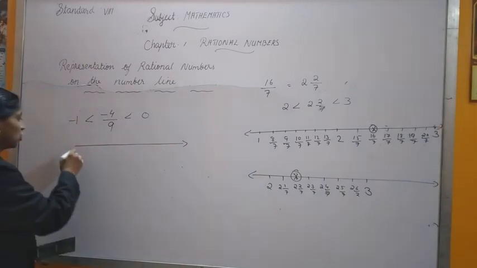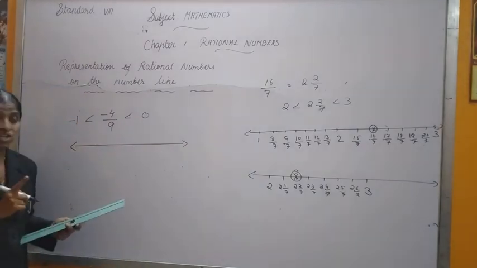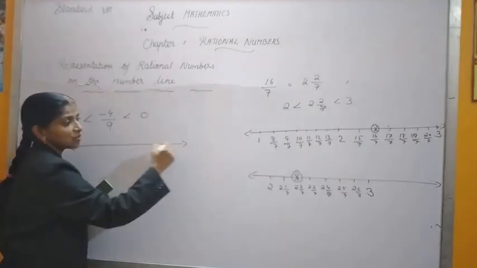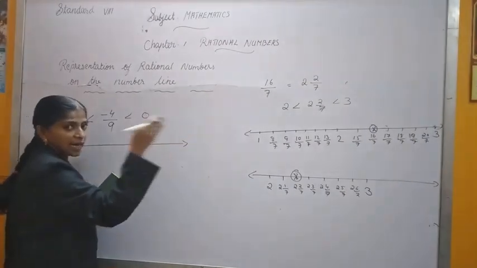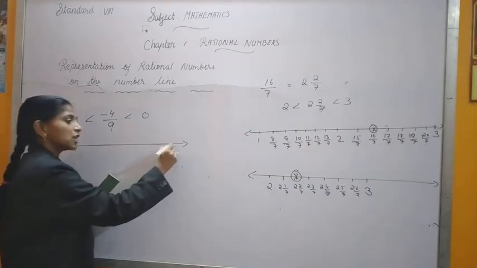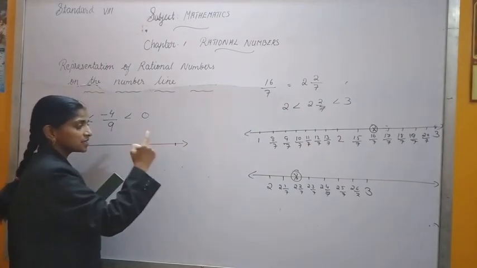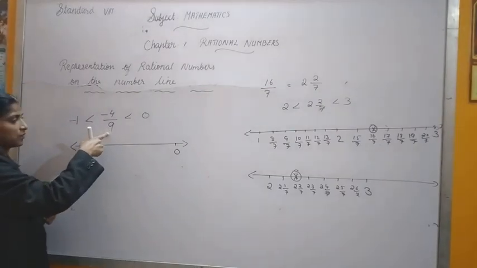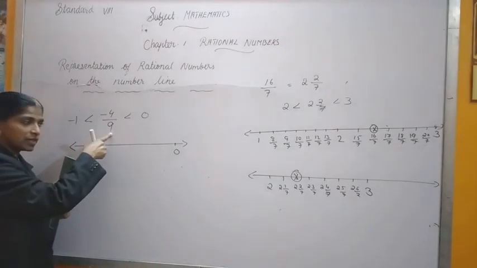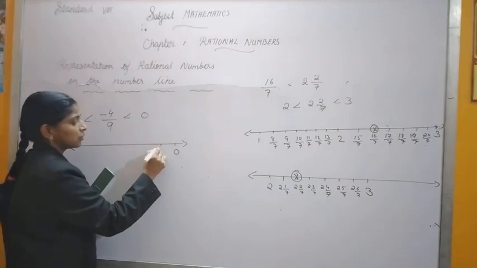One more thing you should know: if you get a negative rational number, you always start from the right side. A positive rational number, we start from the left side. A negative rational number, you start from the right side. So on the right side we mark 0 and divide into 9 parts. Always look at the denominator. Divide into 9 equal parts.